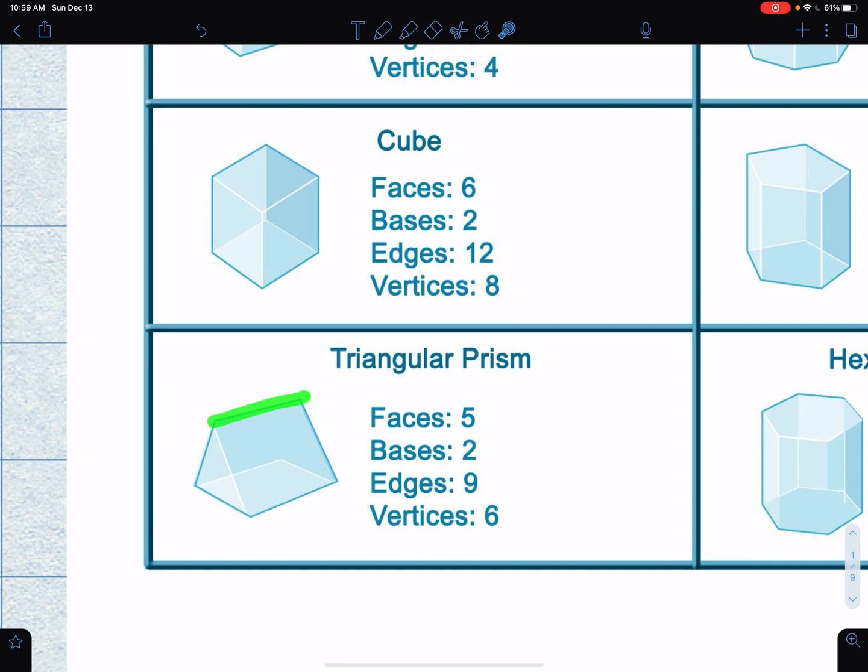These are edges. So these are called lateral edges because if it were standing up, that would be on the side. And then vertices is how many points does it have, like that. So that's a triangular prism, and it happens to be a right triangular prism because when you do stand it up, it's going to be standing straight up at a right angle. Okay, so that makes it a right triangular prism.